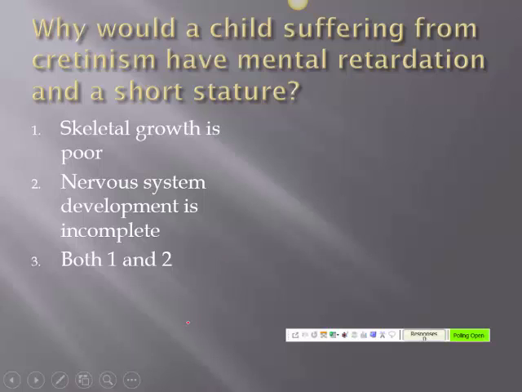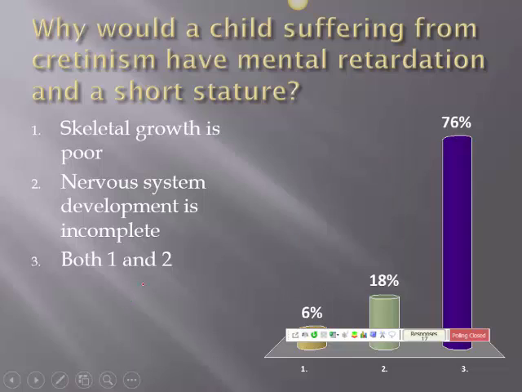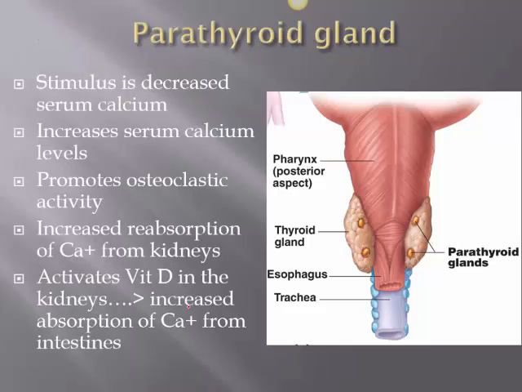Okay, here, why do you think a child suffering from cretinism will have these signs? Both, because thyroid affects all tissues of the body. So musculoskeletal and nervous system development is not good. That's why both of them will be affected, which is why they have mental retardation, short stature, and all the other signs.